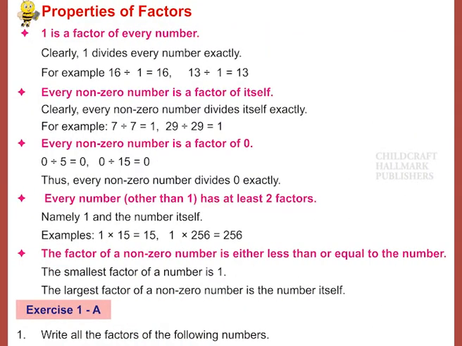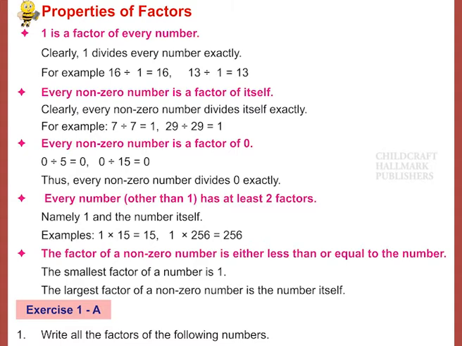Properties of factors. 1 is a factor of every number. Clearly, 1 divides every number exactly. For example, 16 divided by 1 is equal to 16. 13 divided by 1 is equal to 13. Every non-zero number is a factor of itself. Clearly, every non-zero number divides itself exactly. For example, 7 divided by 7 is equal to 1. 29 divided by 29 is equal to 1.